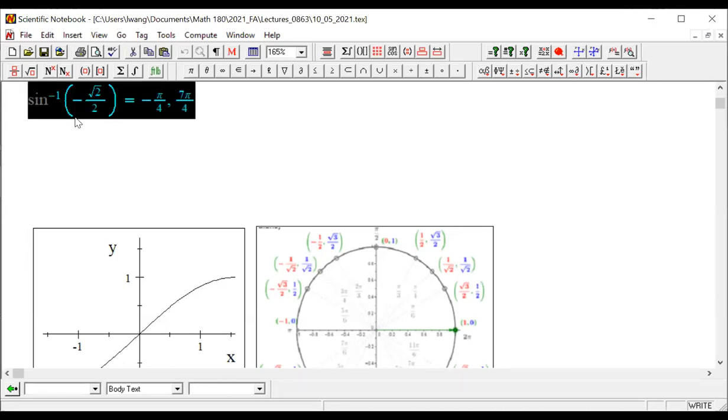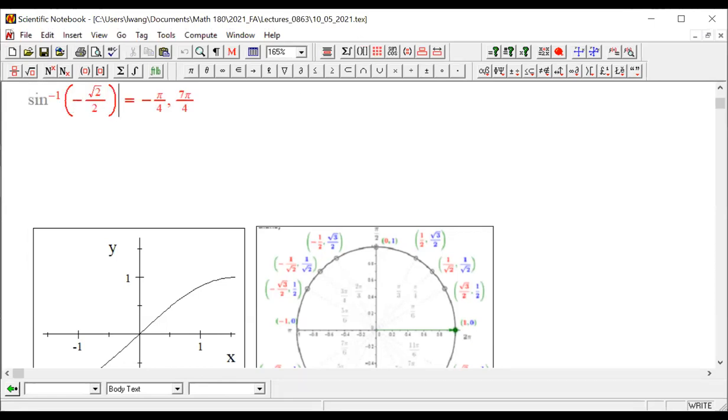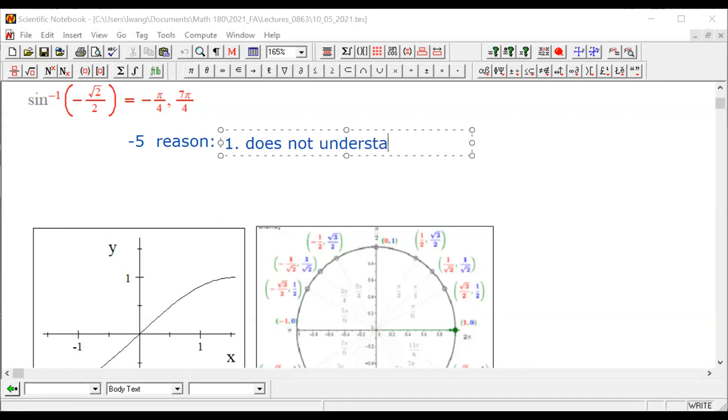If this is a 5-point question and your answer is like that, you're going to get -5. Reason: even though there's a correct answer in your choices, the fact that you give 2 answers shows you didn't understand what a one-to-one function is. So number 1 violation, this demonstrates the student does not understand the one-to-one concept.